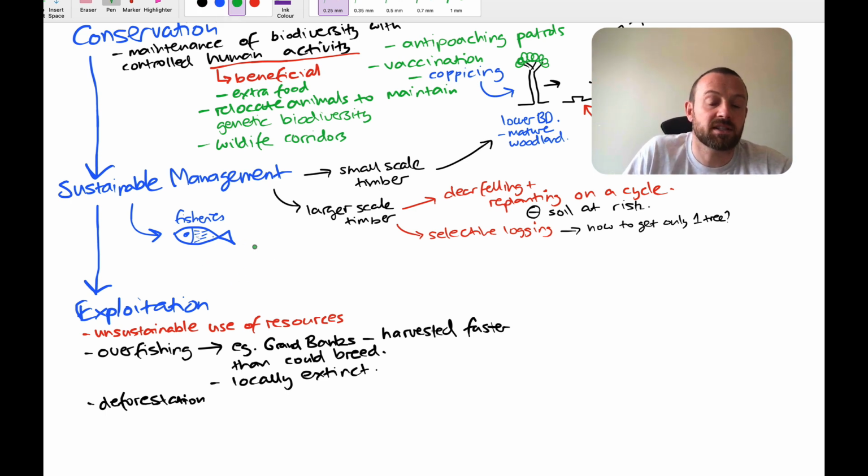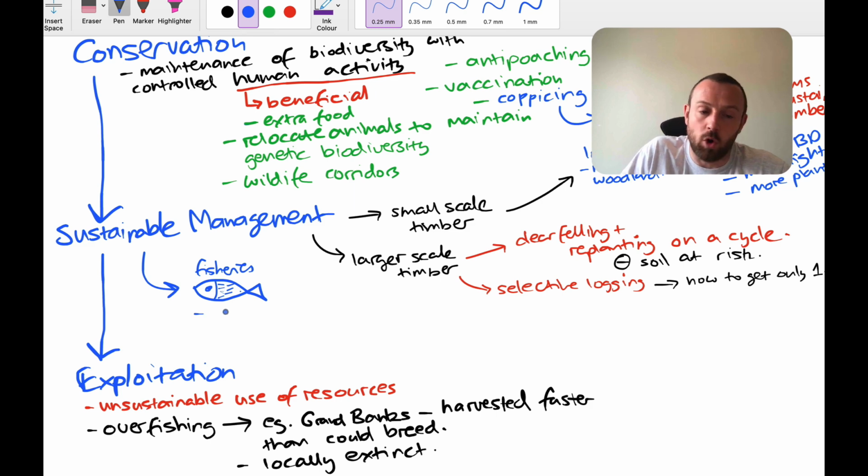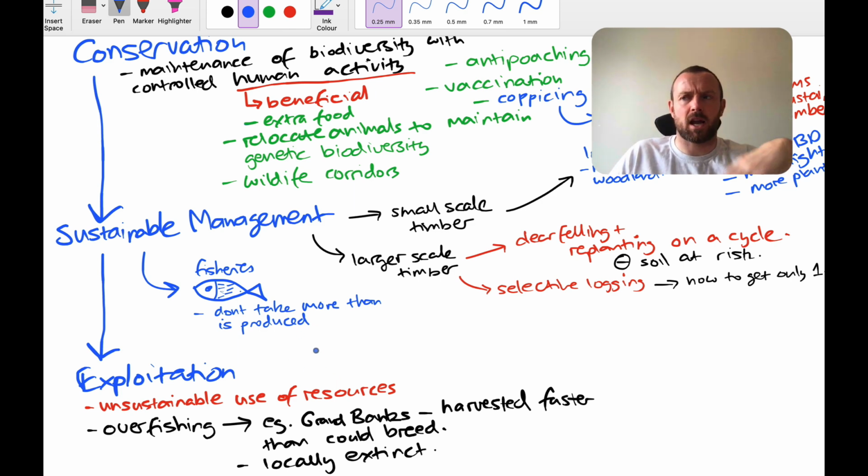sustainably? Remember, sustainability is about ensuring that what is there now remains for the future. The golden rule is don't take more than is produced, okay, through breeding. So you can only take the amount of fish that the population growth rate can replenish. And if you go beyond that, then it's unsustainable.